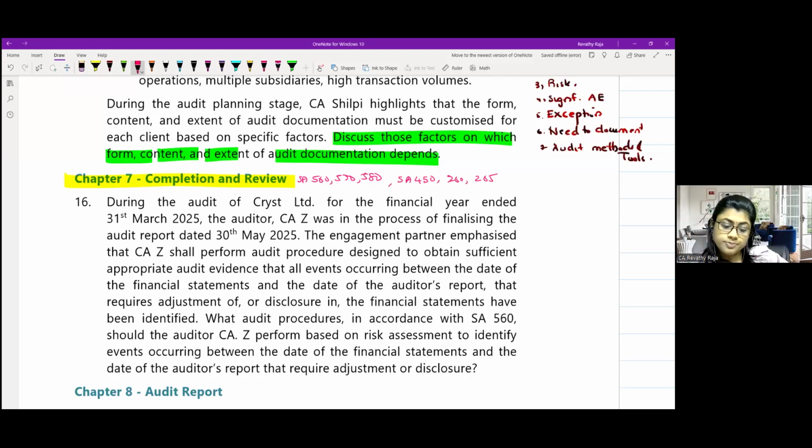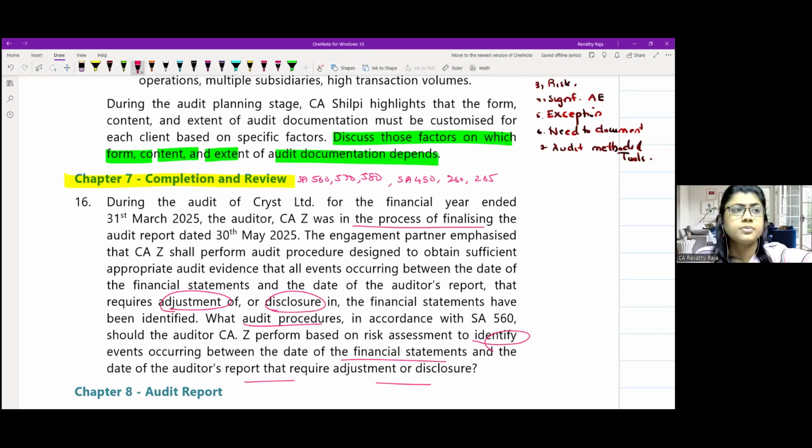Now, can you read? During the audit of Christ Limited for the financial year ended, the auditor CAZ was in the process of finalizing the report. The engagement partner emphasized that CAZ shall perform procedures designed to obtain evidence that all events occurring between the date of FS and date of audit report that require adjustment or disclosure have been identified. What audit procedure in accordance with SA 560 should be performed? To identify the events between the date of FS and date of report. Now, can you say which SA?